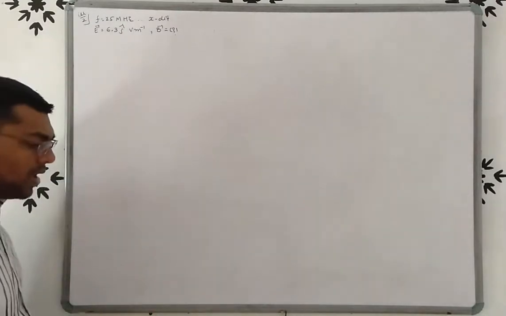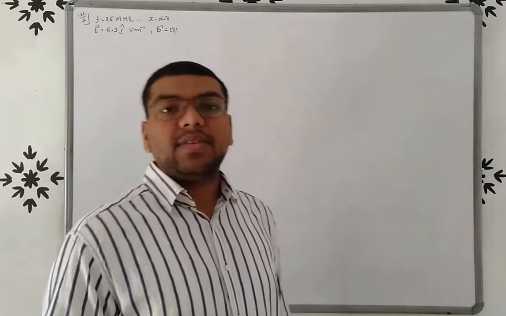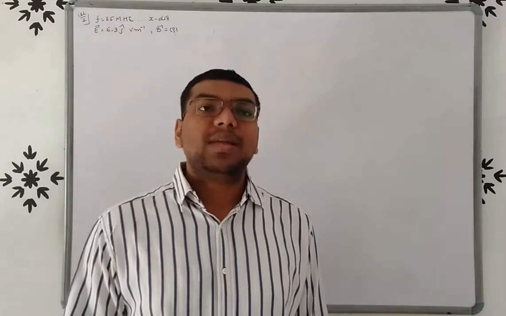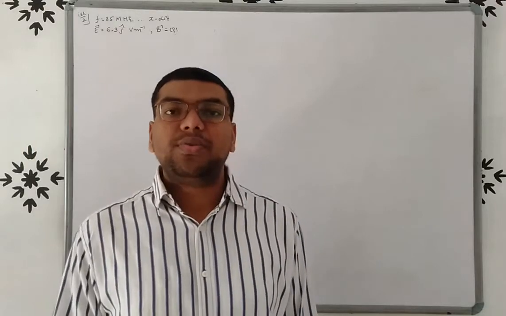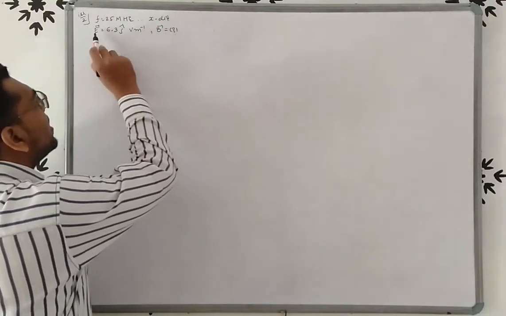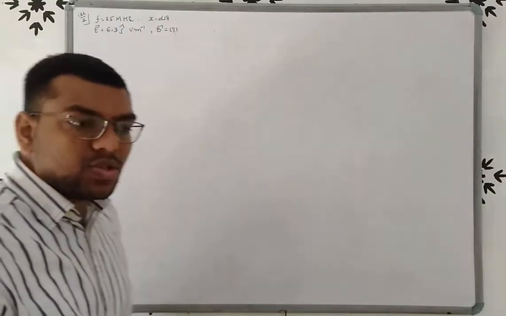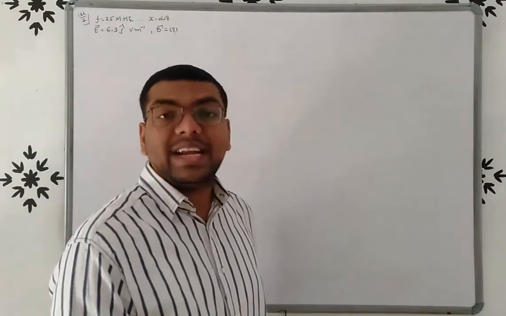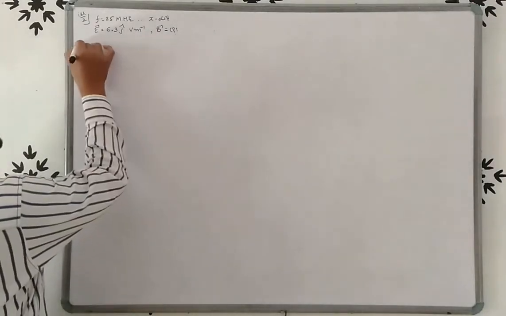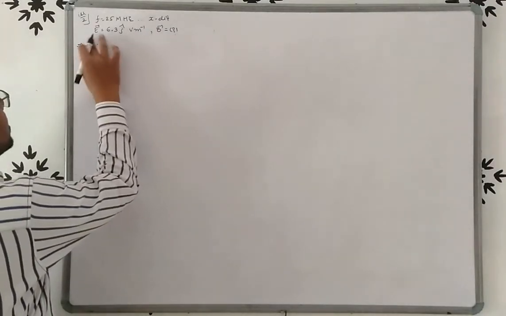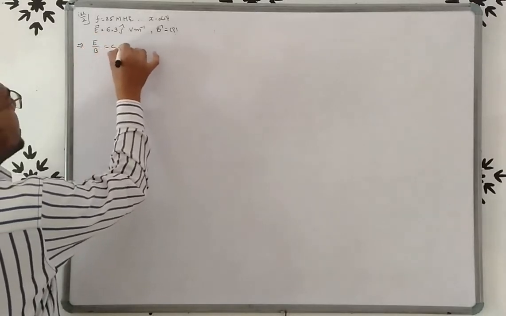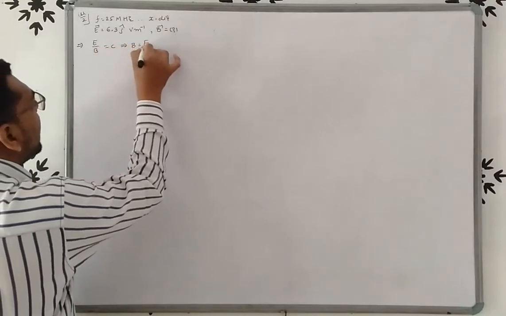Right. So here we already know that the electric and magnetic fields are perpendicular to each other, and both are perpendicular to the propagation of the EM wave. So here the EM wave is propagating in the x-axis, the electric field will be in the y-axis, so we can say that the magnetic field will be in the z-axis, right? So to find B, we know that E by B is equal to C. So B is equal to E by C.